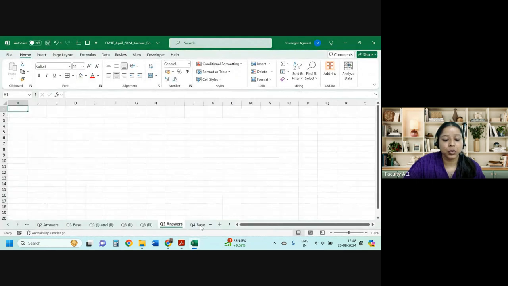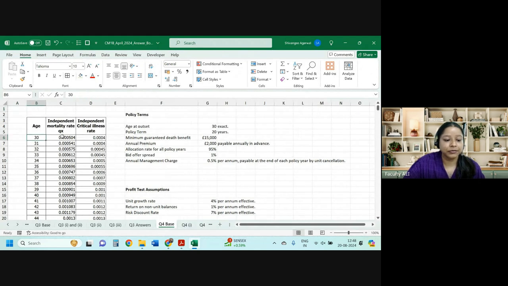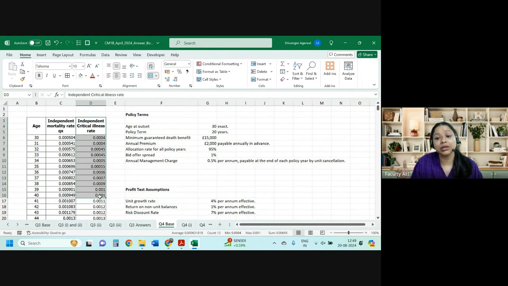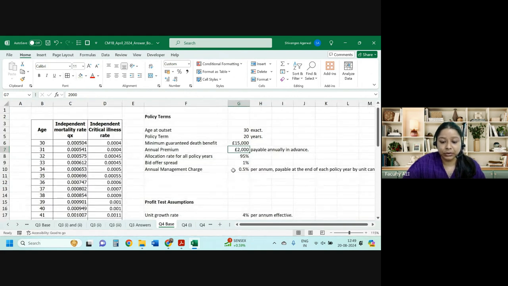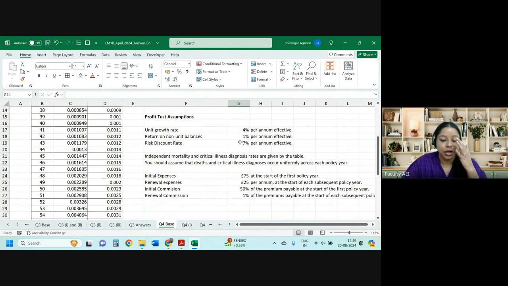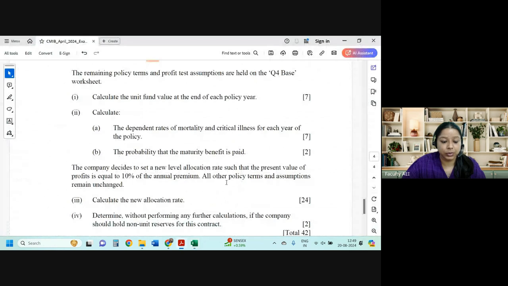So let's first go and check. You have the independent mortality rate and critical illness. Critical illness can occur throughout the year. Death can occur throughout the year. Both can occur throughout the year. It's not like surrender. You have age, policy term, minimum guarantee, annual premium is given to you, allocation rate, bid offer spread, AMC. Profit test assumptions are also given to us.